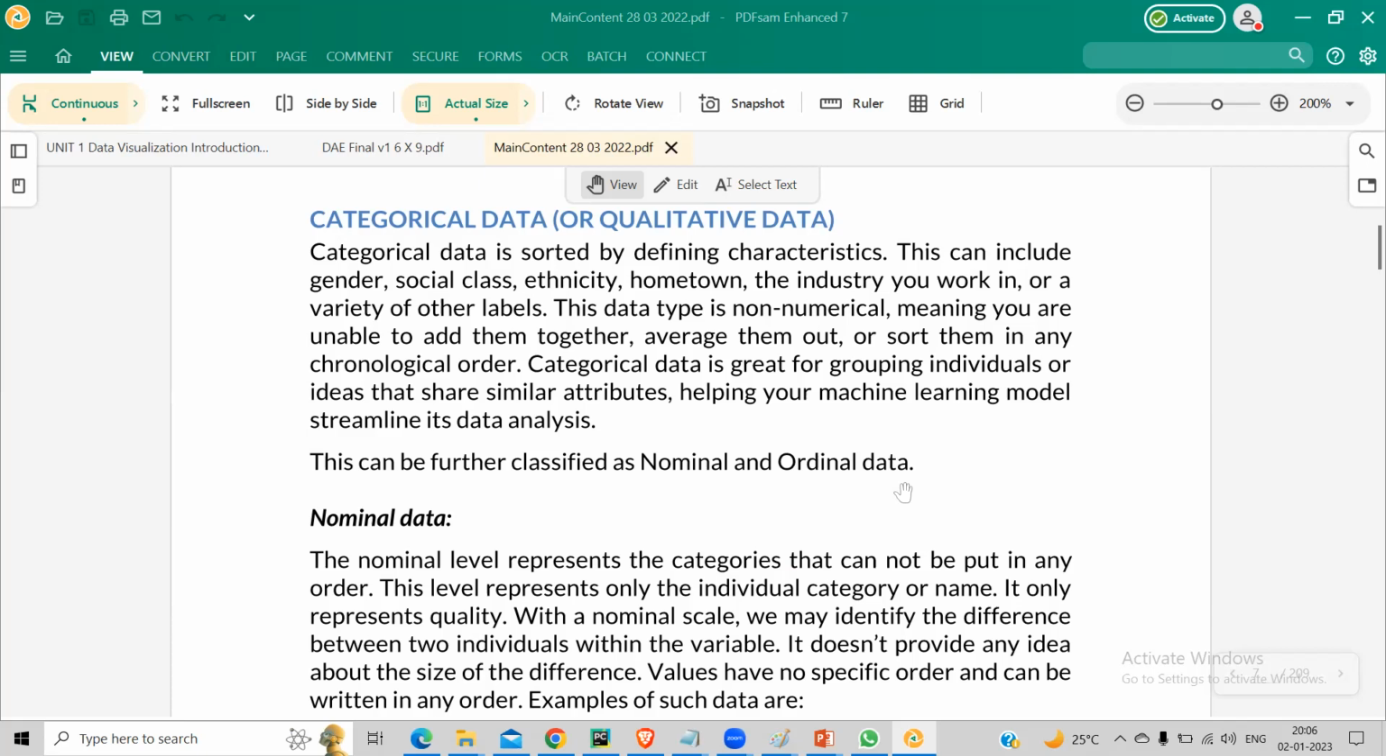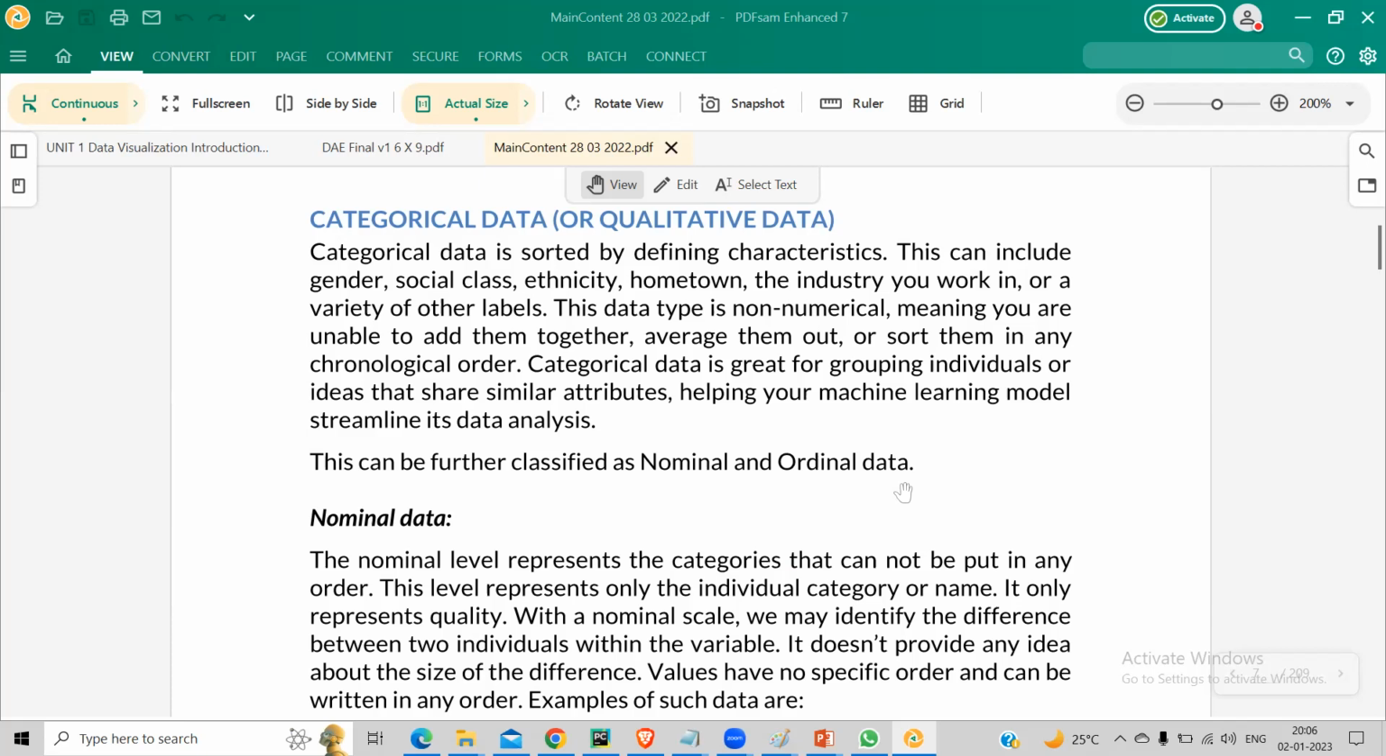Order is not important. Male, female, correct? Region, north, south, east, west. Which state do you belong? State A, B, C, D. Order doesn't matter. Okay, you put in alphabetical order, you can put it in alphabetical order, but it's just for namesake, right? It does not mean that if you put something first, it is less privileged. If you put last, it is more privileged. No, right? It's all the same.